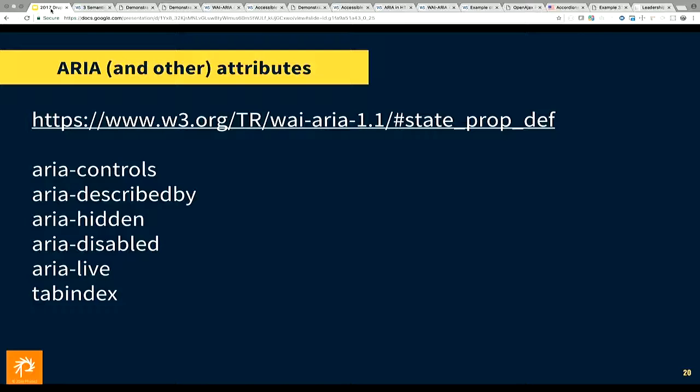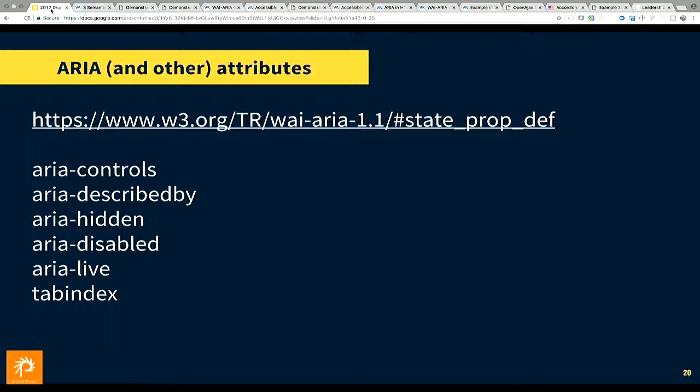Aria described by. So Aria Label is nice for short things. But occasionally you're going to want to put a very long description, and you might have the same description you want to apply to a lot of different elements on a page. Rather than replicating that in an Aria label, you can put Aria described by, put that description in like a span that you hide, and then just point all of those items there to reference, and it can read the text there.